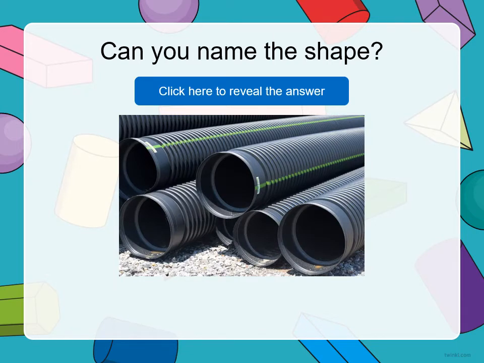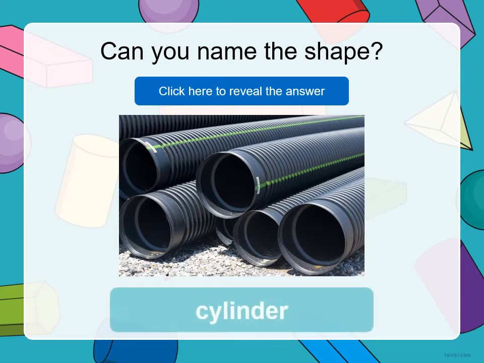Can you name this shape? Have you seen this shape somewhere? Can you find it somewhere in your home? It's got a circle at the bottom, doesn't it? A round shape. I wonder if we can name the shape. A cylinder.